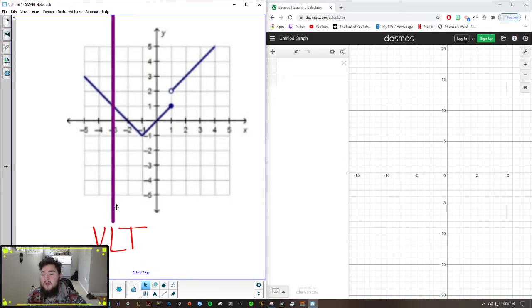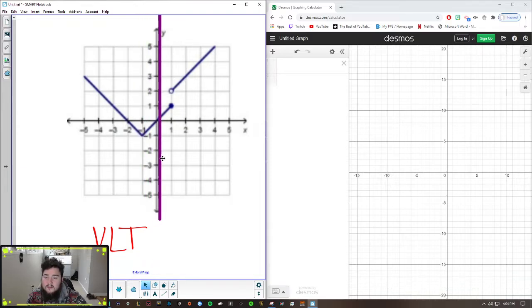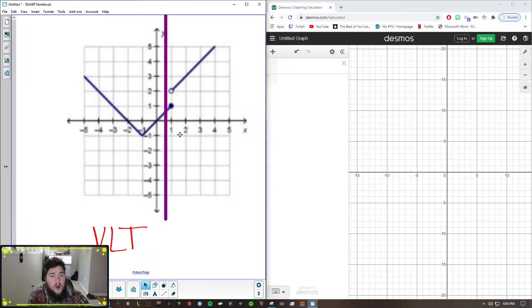So for example, right here at -3, I only hit the graph one time. So I'm going to keep going and keep checking my graph. Still one time. Ooh, this is weird. We have these two odd looking points.